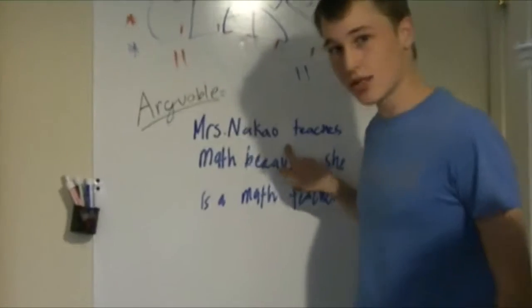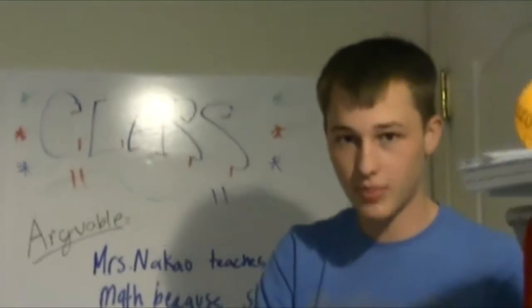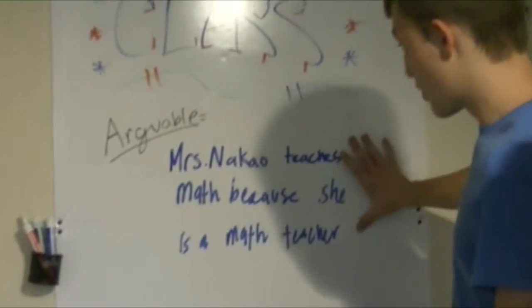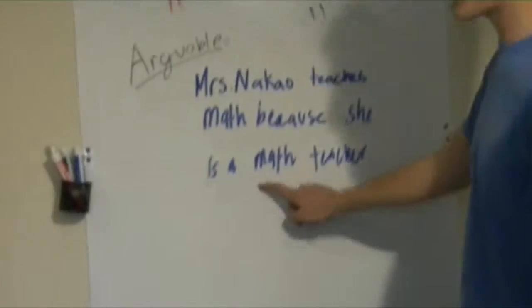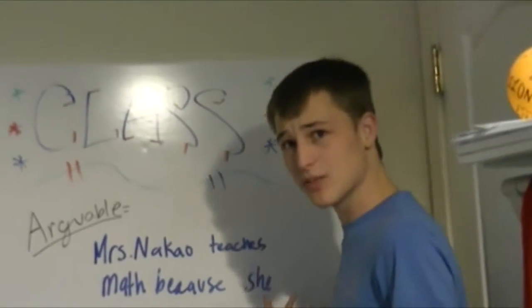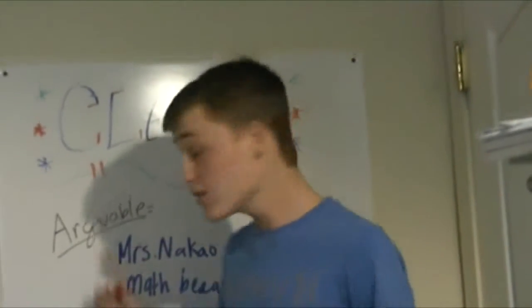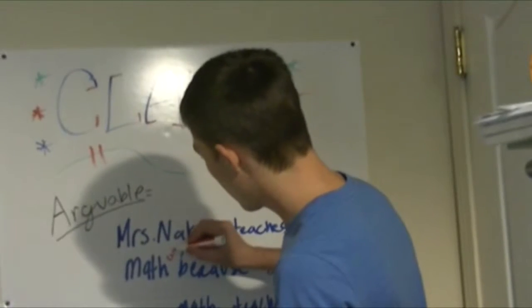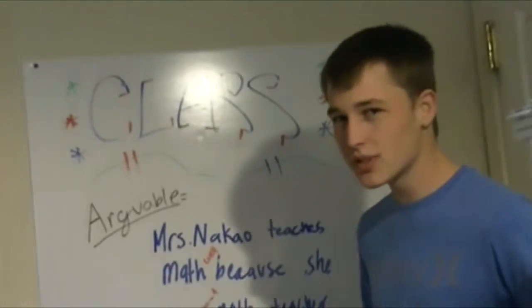You want your thesis to be arguable so you can use evidence and analysis throughout your body paragraphs to support or defend your thesis. This thesis right here, Miss Nicole teaches math because she is a math teacher. It's not very arguable because she is a math teacher and she does teach math. So to change this to arguable would be Miss Nicole teaches math well because she is a good math teacher. But who would want to argue with Miss Nicole? Who'd want to argue about that?